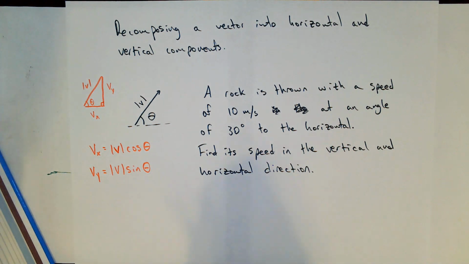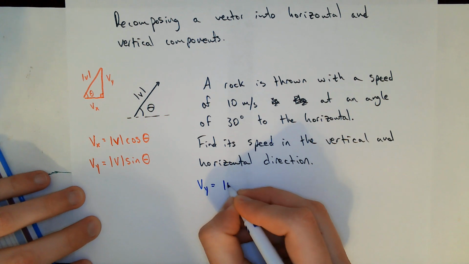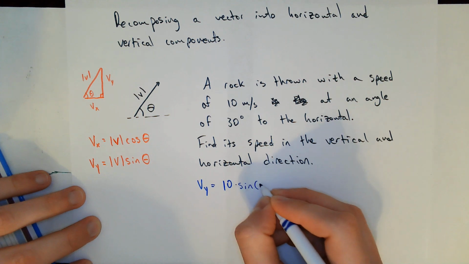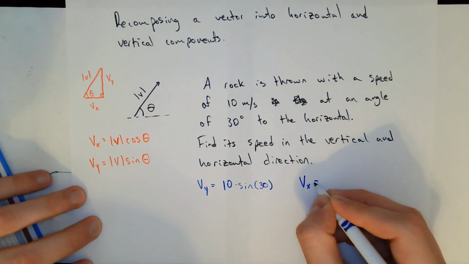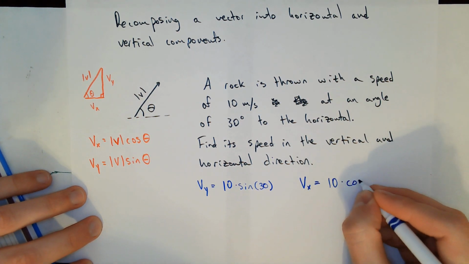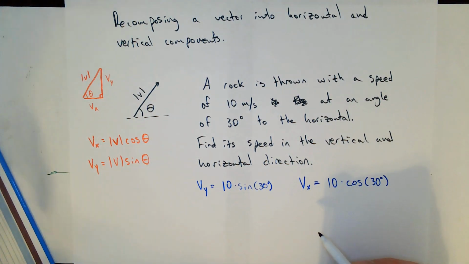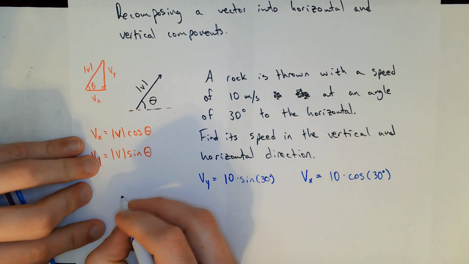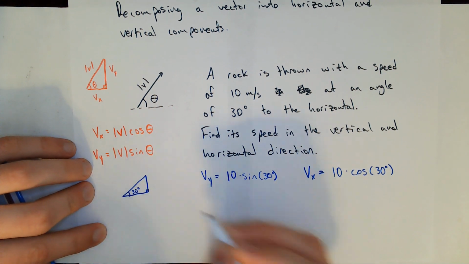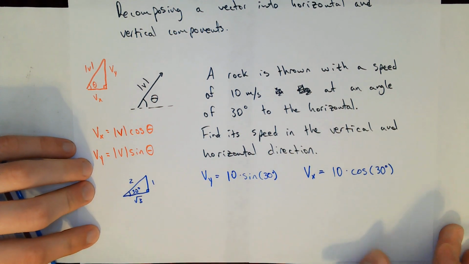So I can say that the speed in the vertical direction, v sub y, is equal to the magnitude 10, right, the magnitude times sine of 30 degrees. And then vx will be equal to 10, so this is the horizontal direction, 10 times cosine of 30 degrees. Oops, forgot my degree symbol. There we go. So sine and cosine of 30 degrees, well, recall, that's a 30, 60, 90 triangle. There's my 30-degree angle there. And draw my little reference triangle. It's going to look like this.